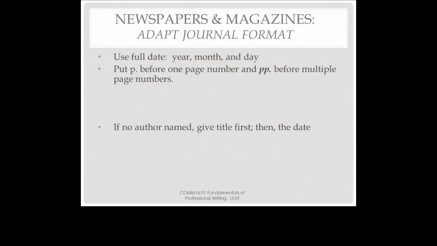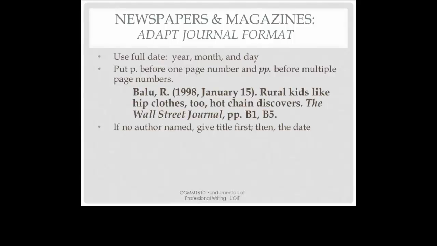Now, for newspapers and popular magazines, you must adapt the format used for academic journals. You give the full date for newspapers and magazines with the year first. Give the newspaper or magazine title as it appears on the cover, and then you put PP before page numbers. And you note that P is for singular pages and PP for multiple pages.